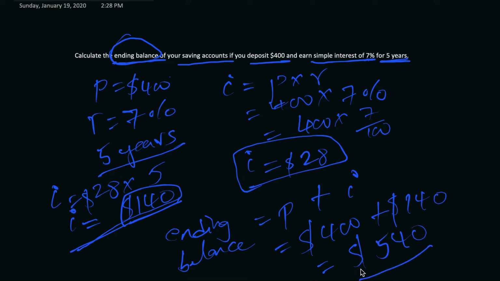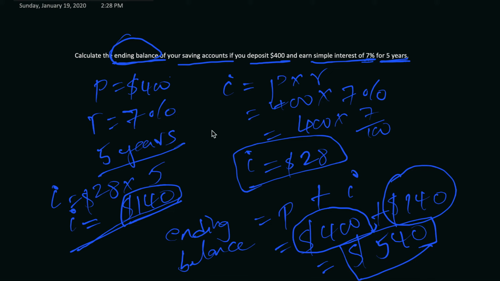$540. So again, to simplify what ending balance actually means, let's say you deposited $400 in your bank account with 7% interest for 5 years and you forget about it. And let's say after 5 years, you check your bank account. You would see that your bank account now has $540 in total. Out of $540, 400 was your initial amount that you deposited, and 140 is the interest that you earned with a 7% interest.